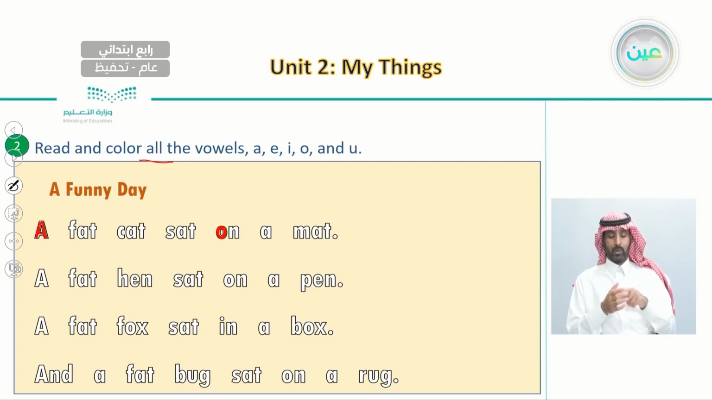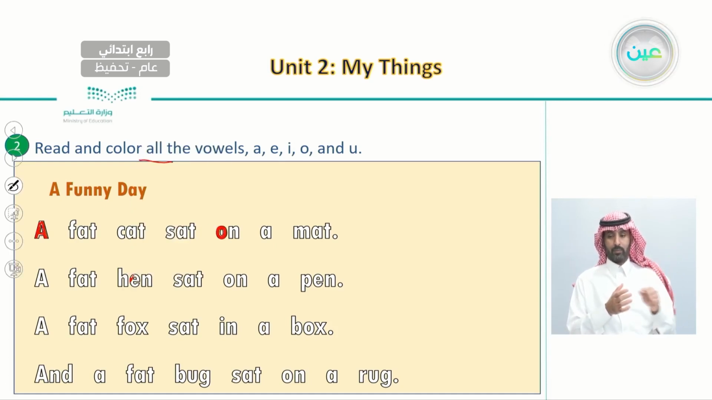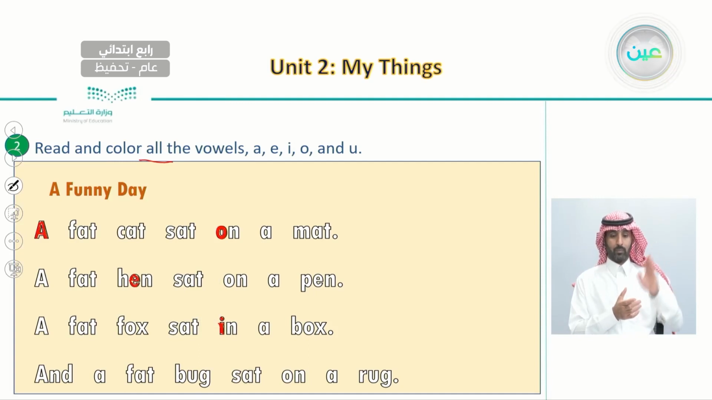And here in the second sentence, we have another vowel, which is the letter E. So here we go and color letter E. As you can see here, we color letter E. This will leave us with two vowels, which is I, like this. We color letter I. And finally, we color letter U with bug and rug.